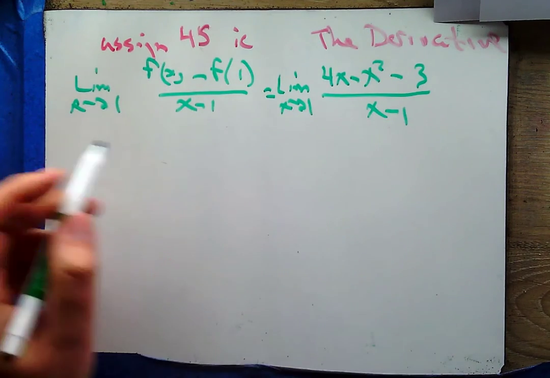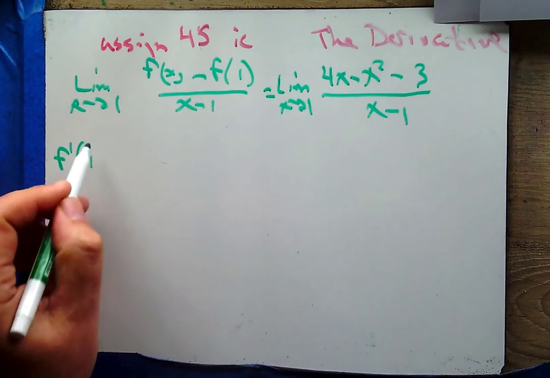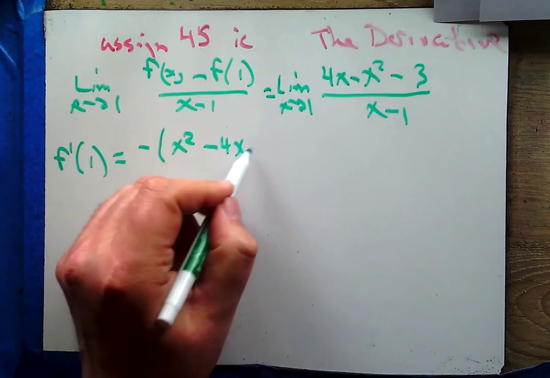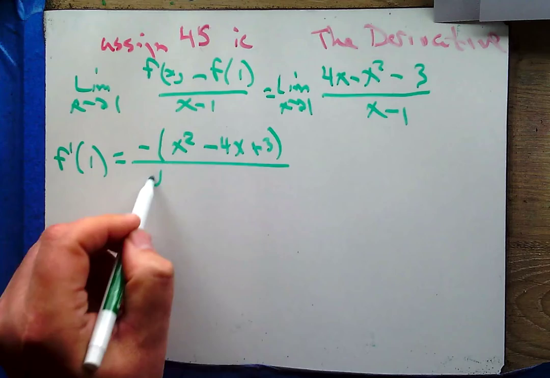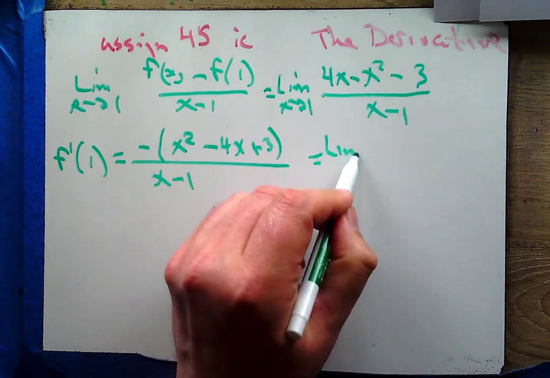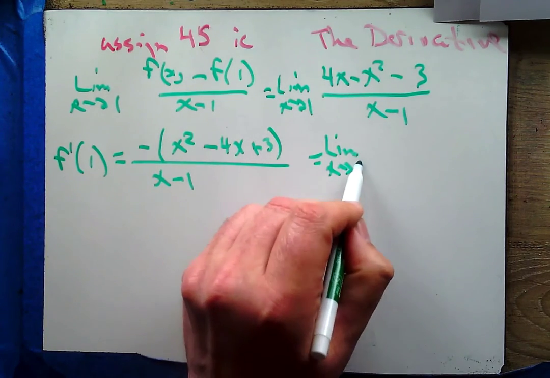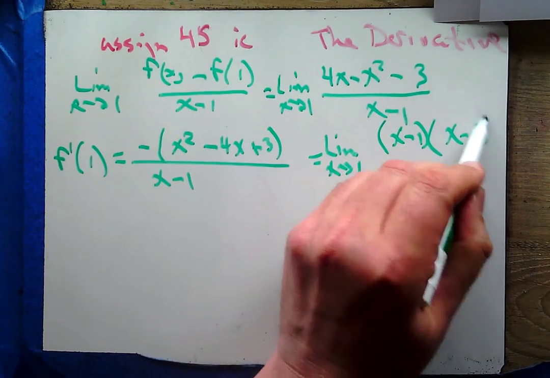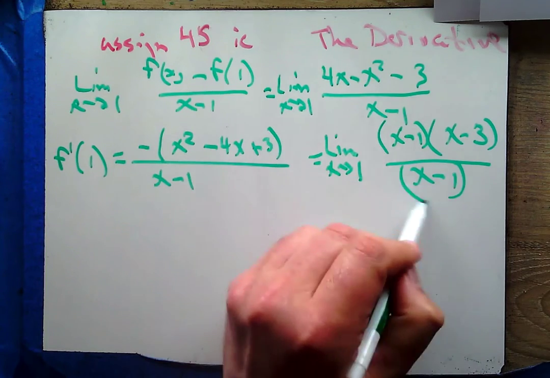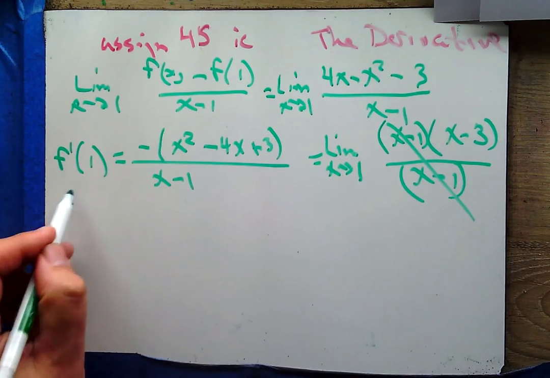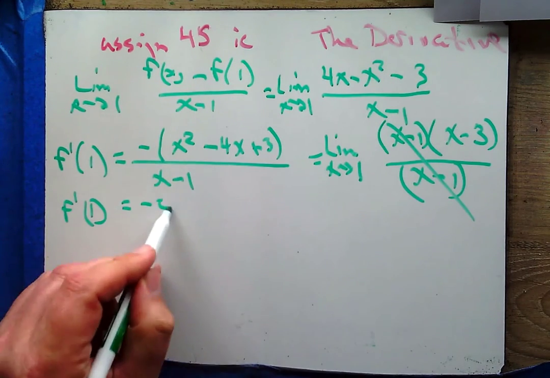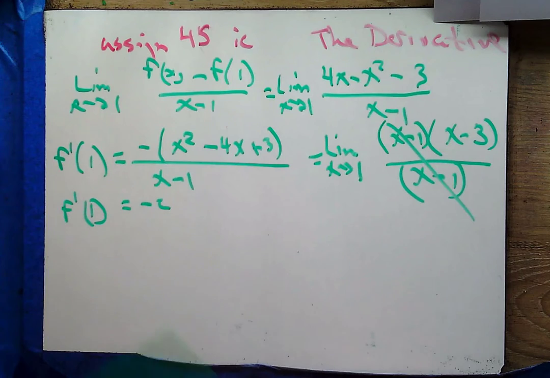Okay, so I need to say then that f prime of 1 is going to be the limit of negative x squared plus 4x minus 3 over x minus 1, and that's going to be the limit as x approaches 1 of (x minus 1)(negative x plus 3) over x minus 1, and cancel, and I get that f prime of 1 is negative 1 plus 3, or 2. Okay, so that was the first limit definition of the derivative.